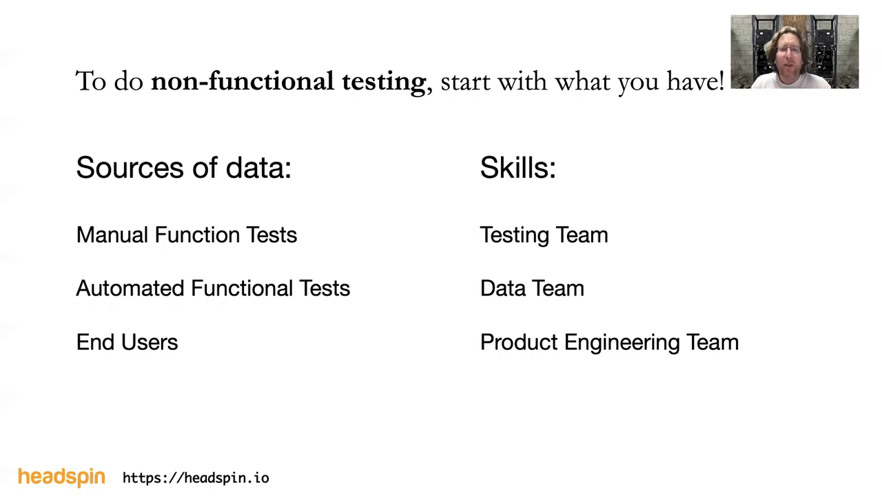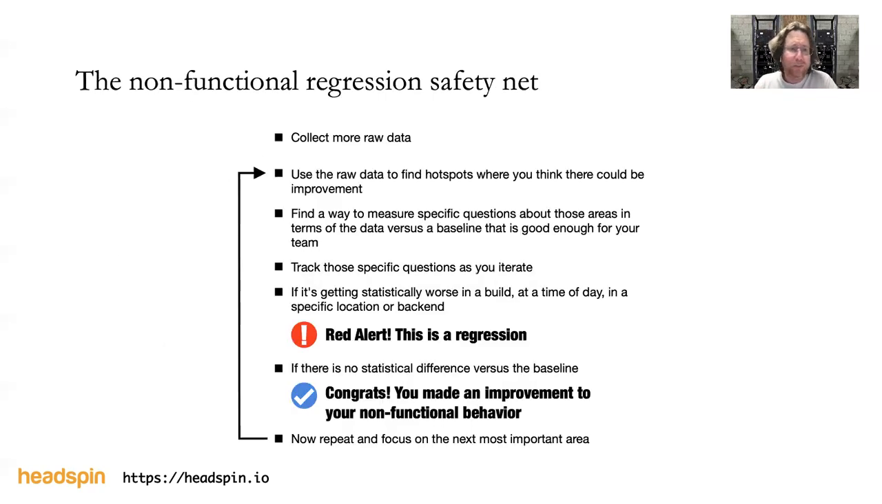In addition to the testing team, which is running your functional tests, there are some other skills you'll need to implement to actually start doing non-functional testing. You need to start integrating some of your data team skills and your product engineering team skills. So non-functional testing is really a collaboration across multiple teams. And we'll go into that in this talk, how you can structure that as part of your development framework to actually build out, as part of your project team, non-functional testing as a skill.